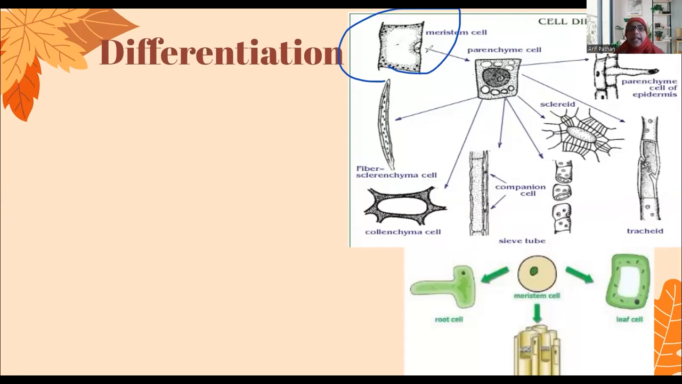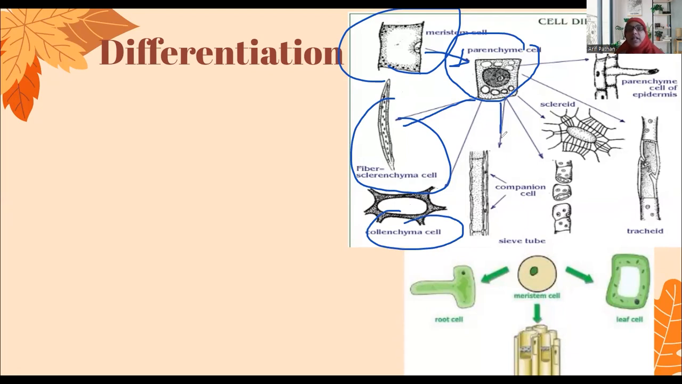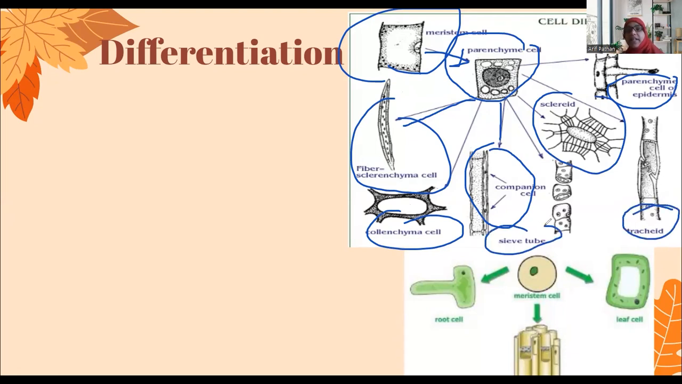They can become parenchyma cells. Then parenchyma cells can become sclerenchyma cells. They can also become parenchyma cells. Some of the cells can also become companion cells of the phloem tissue. Then some of the cells can become parenchyma cells of the epidermis. Some of the cells can become sclereids. Some can become tracheids. Some can become sieve tubes.